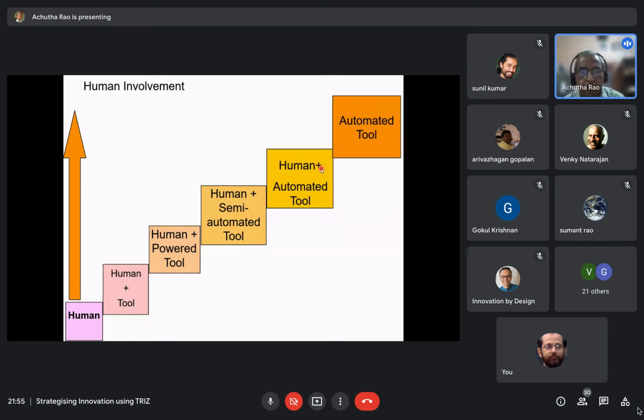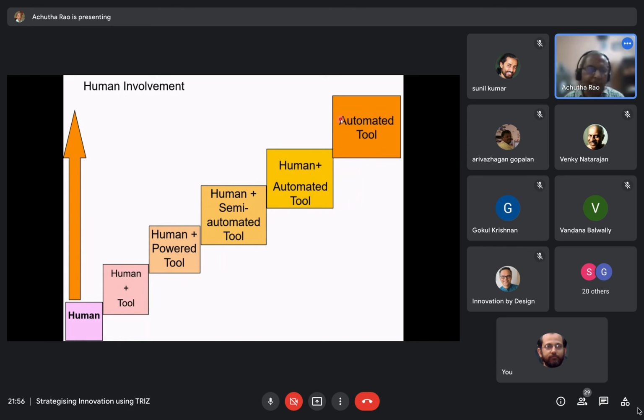Now there won't be involvement of man. So future generation products will be completely automated. Can anybody give me one example here? It should flash across your mind. What is a drone? A drone is an automated tool, right? You have moved from here to here.